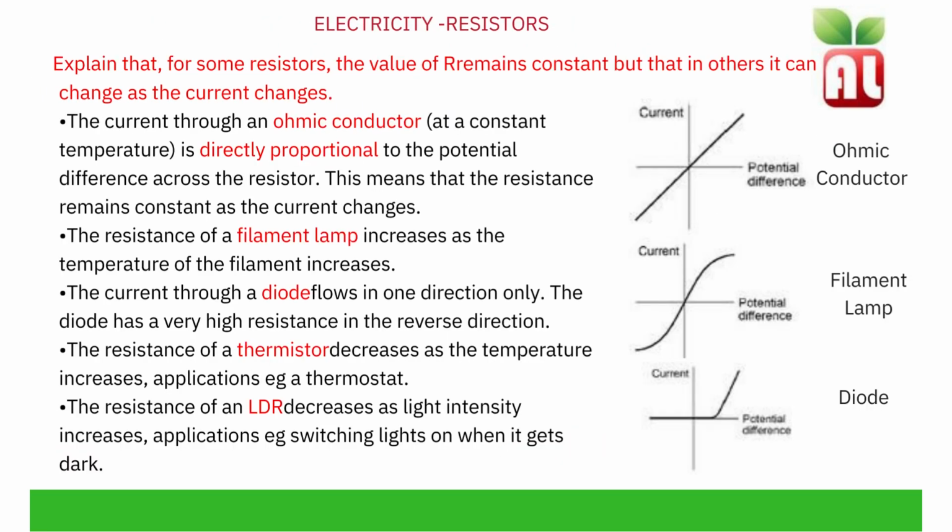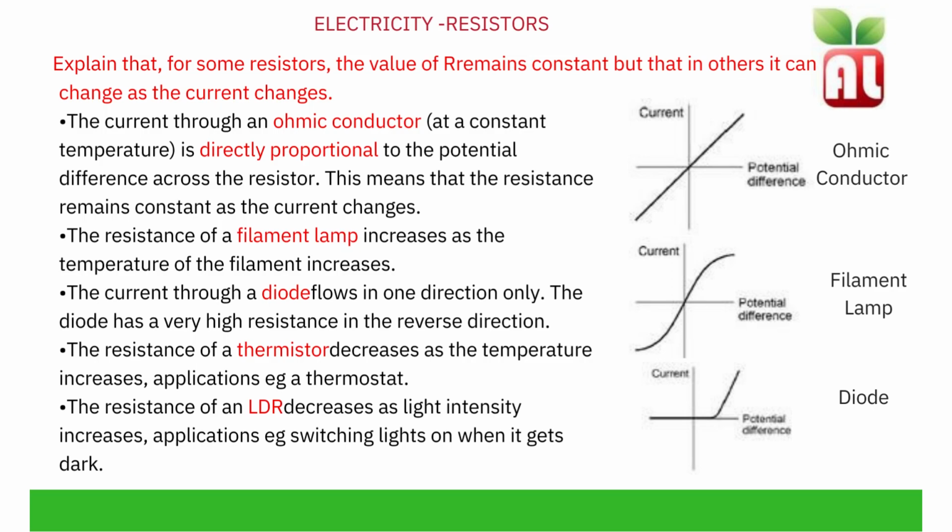Resistors. Explain that for some resistors the value of R remains constant, but that in others it can change as the current changes. The current through an ohmic conductor at a constant temperature is directly proportional to the potential difference across the resistor. This means that the resistance remains constant as the current changes, and this is pictured as a straight line graph directly through the origin.